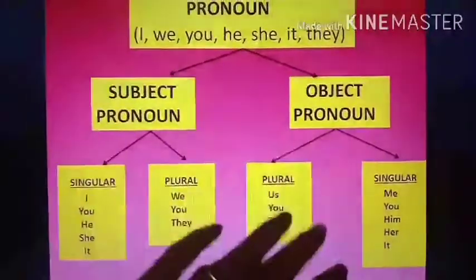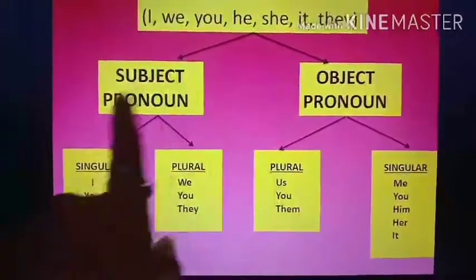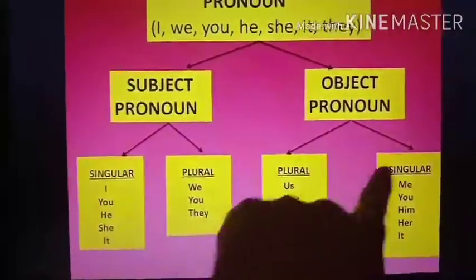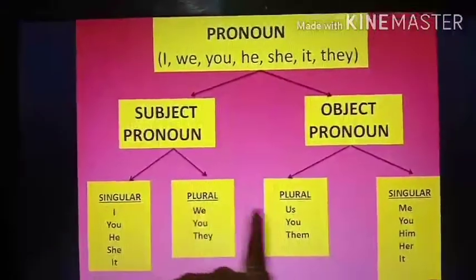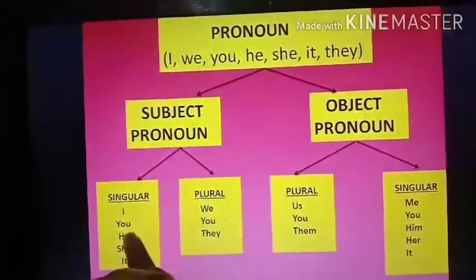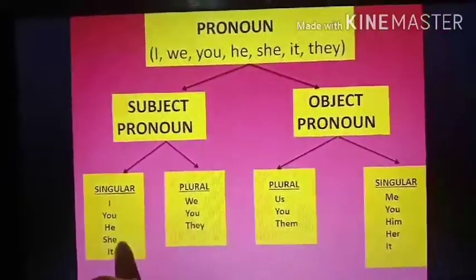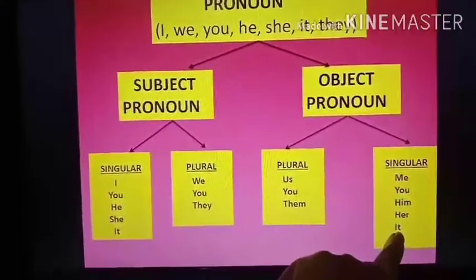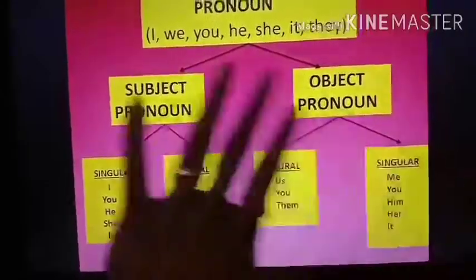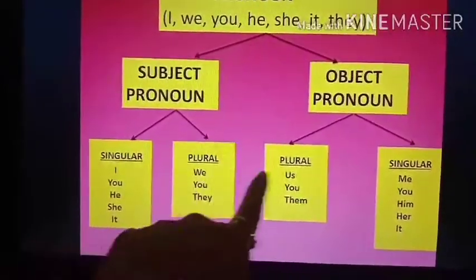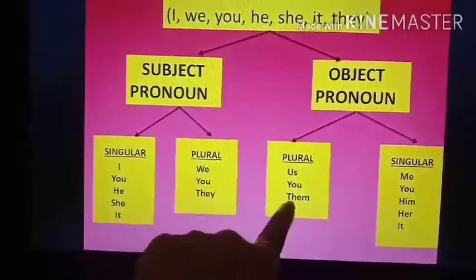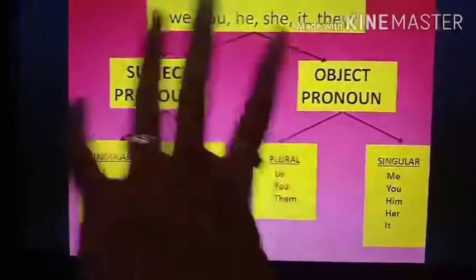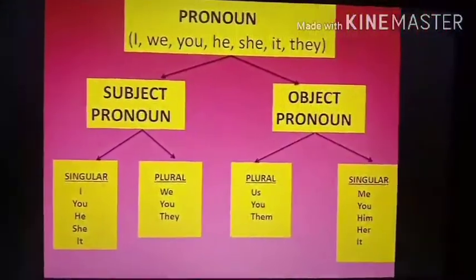Okay, now this side there are object pronouns. So for I, which object pronoun is used? Me. For you, it remains the same, you. For he, it will become him. For she, it will become her. And for it, it remains it. It will remain the same. So you and it remain the same. We will become us. You will remain you. And they will become them. Understood? So here you can easily understand.